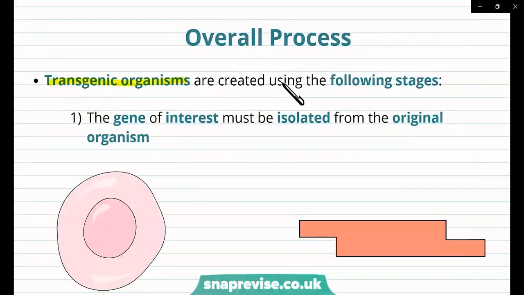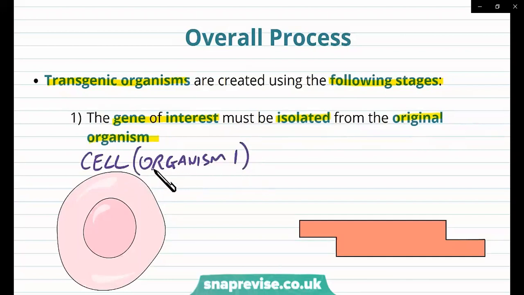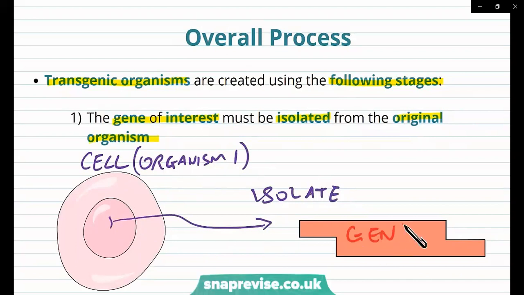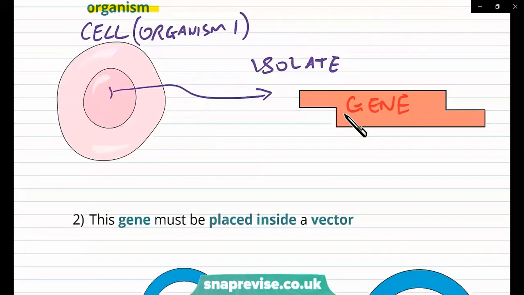The transgenic organisms are created using the following stages. So first of all, we get the gene of interest, the gene that we wish to be transferred to another organism, and we have to isolate it so it's on its own from the original organism. So for example, this is a cell of a particular organism, say organism 1, and there's a particular gene in that cell which is desirable. We isolate that gene so that we've got it completely on its own from end to end. So this gene makes a desirable product, for example, a drug molecule or a hormone.